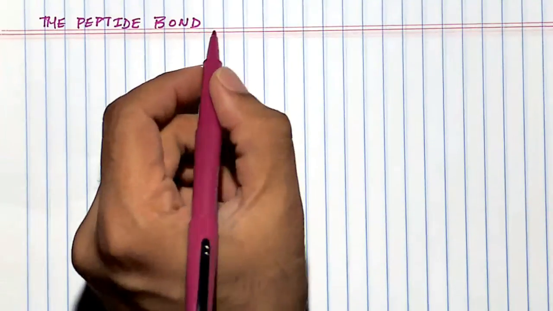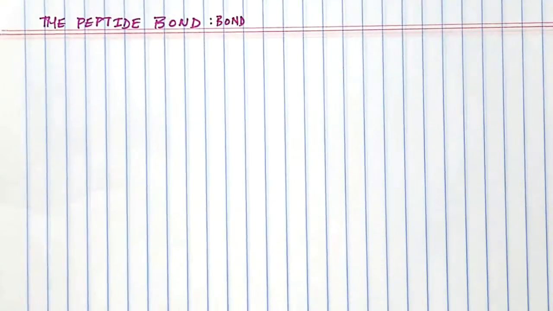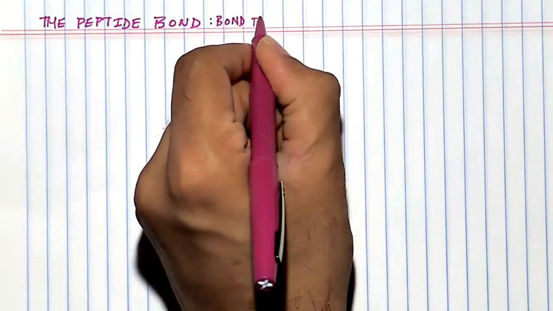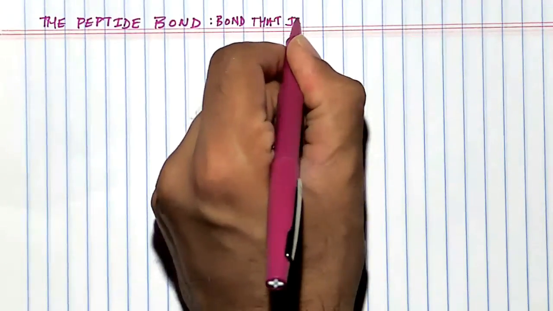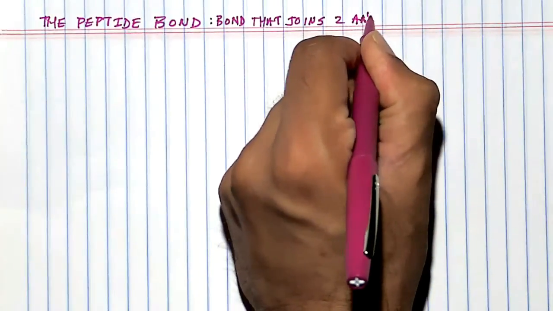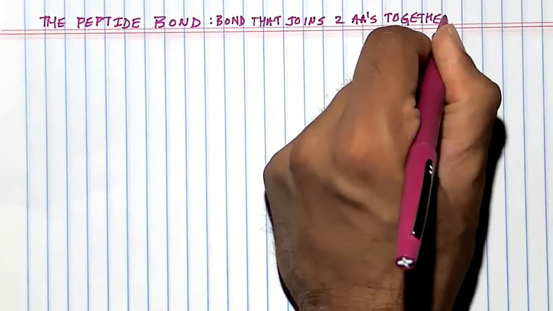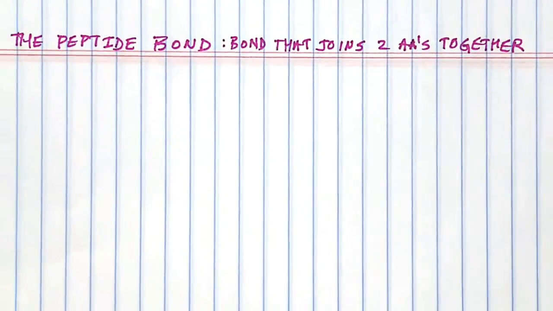Okay, let's talk about the peptide bond. It's one of the more important bonds that you will encounter in biochemistry. It is a bond that joins two amino acids together. So it's a bond that has a very specific name. Two amino acids together. So that is our peptide bond.